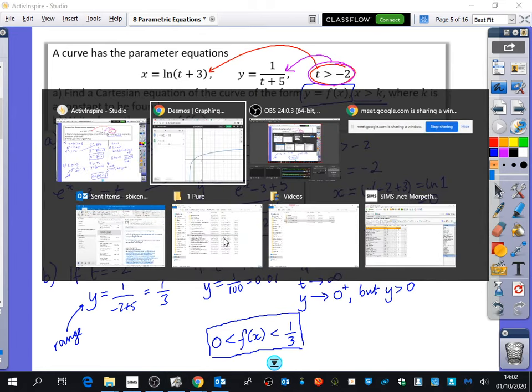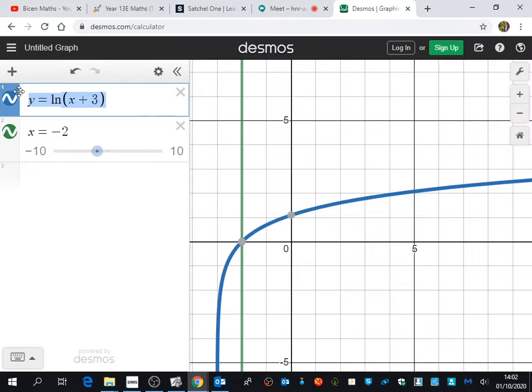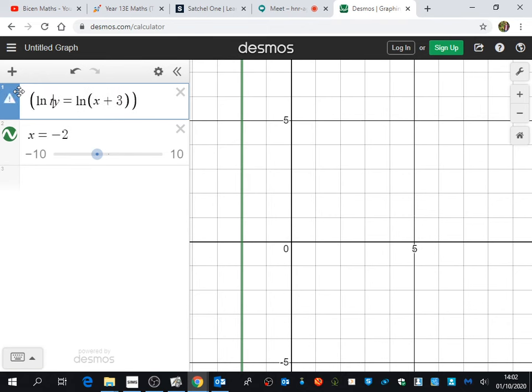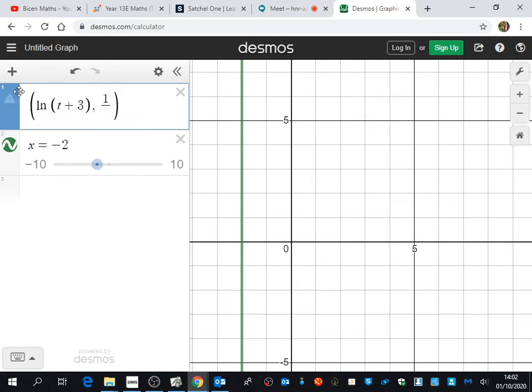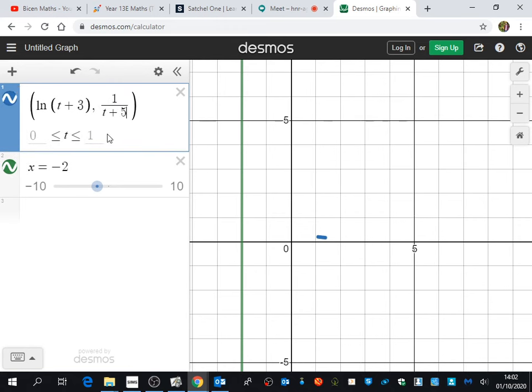So what's ln of t plus 3 and 1 over t plus 5? ln of t plus 3 and 1 over t plus 5. And we said that t was greater than -2, right? So I'm just going to do it all the way up to like a huge number. Okay, not too huge because it's going to go crazy.